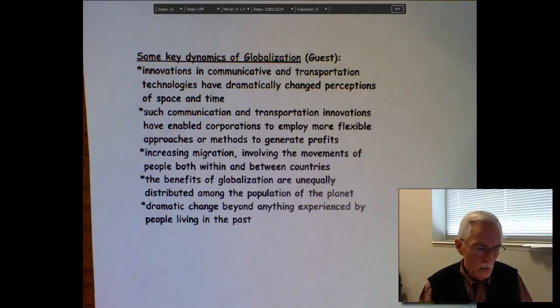Plus, even more worrisome, global poverty has increased rather dramatically over the last 20 years. 40% of the world's population now lives in poverty. That's defined by an income of less than $2 a day. 1 billion people live in extreme poverty, surviving on less than $1 a day. And then last but not least, dramatic change. Change has been a constant, but because of all these remarkable innovations in communication and transportation, we're witnessing change on a really, really dramatic scale.